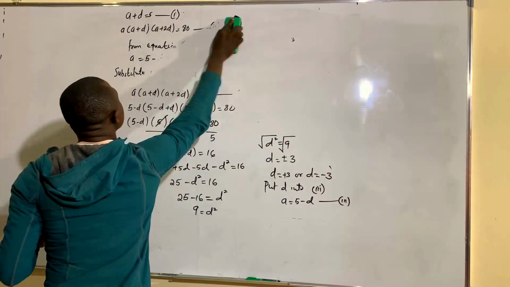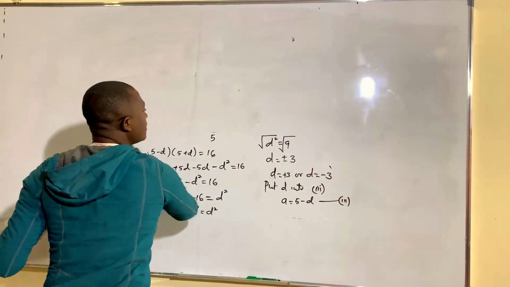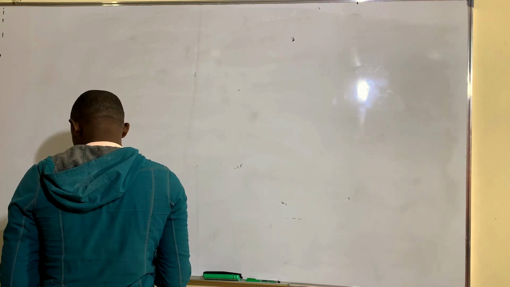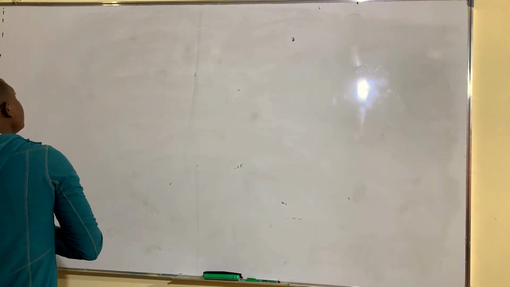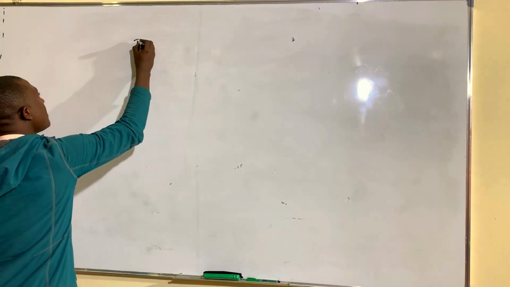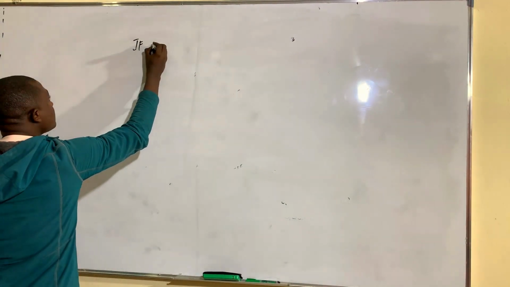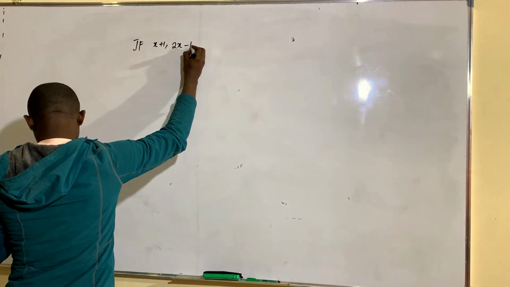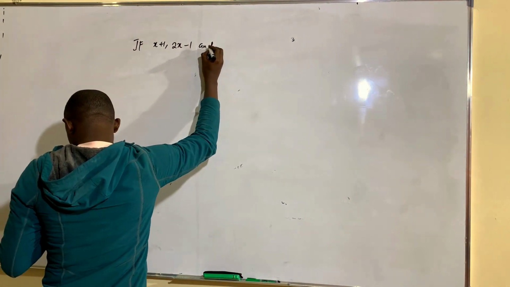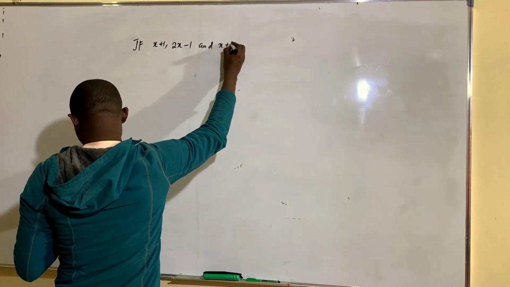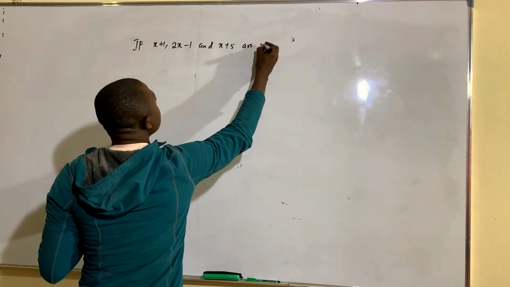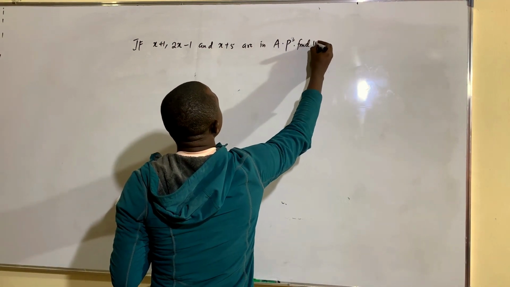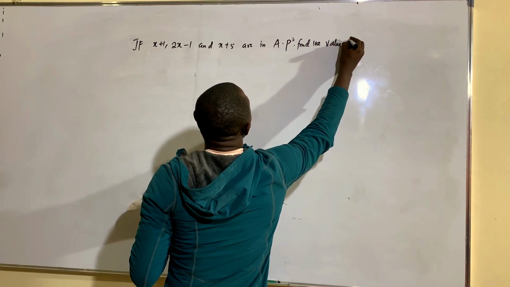We are given a problem here to solve. Let's look at the problem. It's a very interesting question. They said if x plus 1, 2x minus 1 and x plus 5 are in AP, find the value of x.